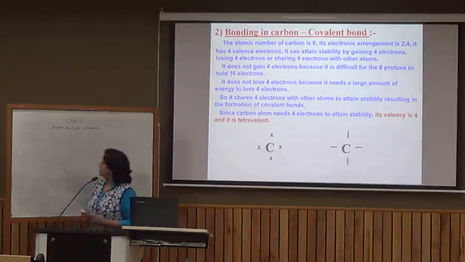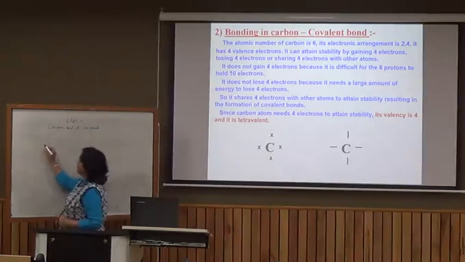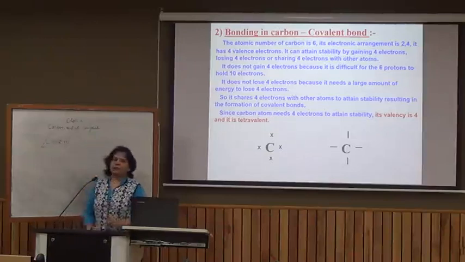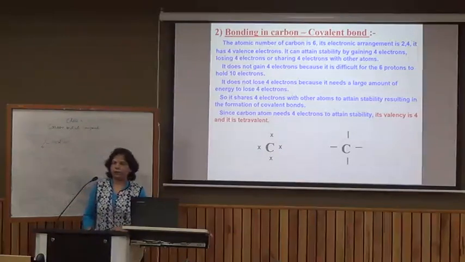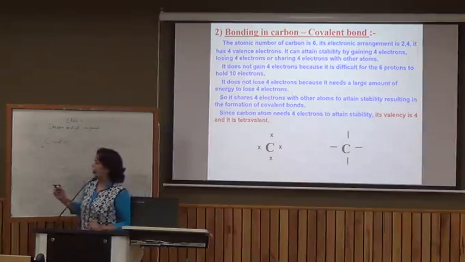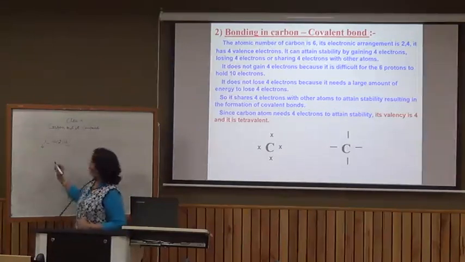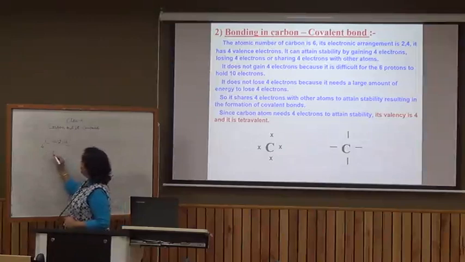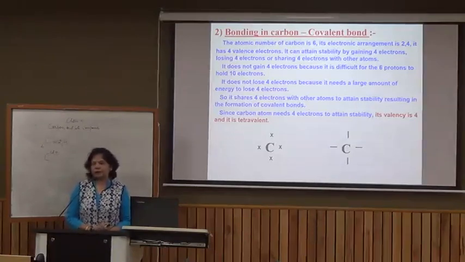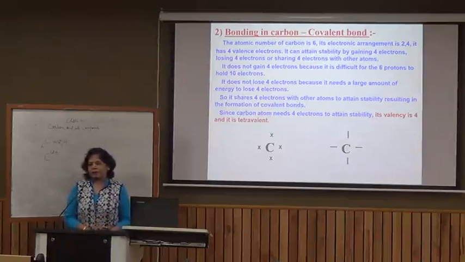As I said, carbon's atomic number is 6 and its electronic configuration is 2,4. So to attain stability, it will either have to lose 4 electrons or gain 4 electrons, so that its outermost shell is complete. Let us see why it doesn't lose electrons. If it loses all the 4 electrons, then it forms C4+ ions. But as it has to lose 4 electrons, a large amount of energy is required, which is not possible. That is why it does not form tetravalent cations.